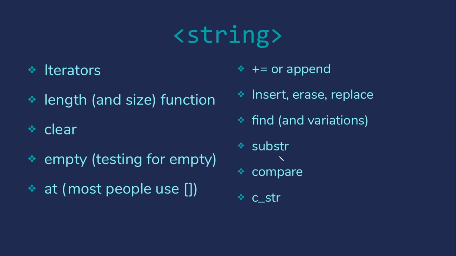So that's kind of cool. We have substring capability, as we have in Java. We have a compare function. We have the c_str function. So the c_str is the way we're going to get the C string out of a string class string. So if we have a string class string and we need a C string for some reason, we can simply say the name of our string dot c_str parentheses. Very simple.